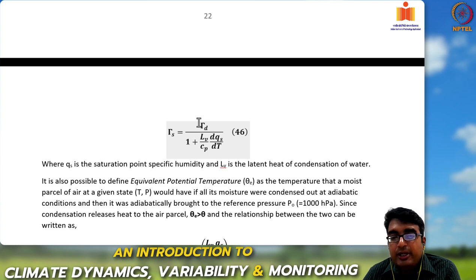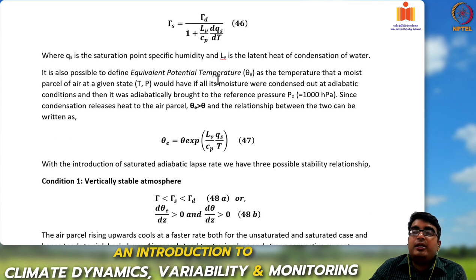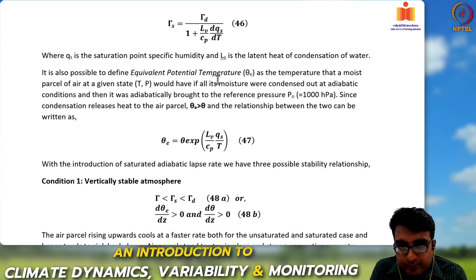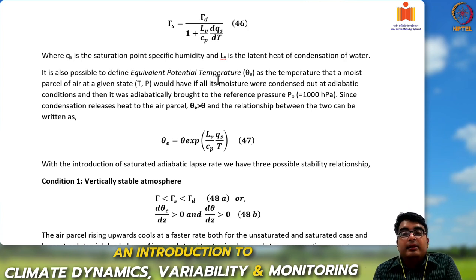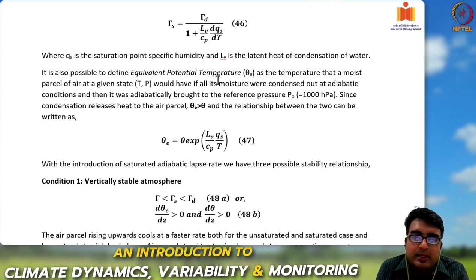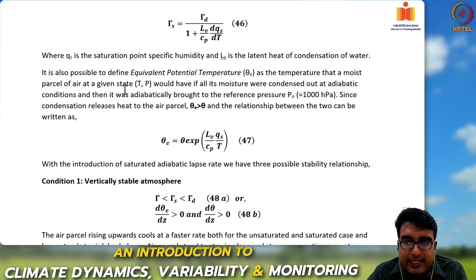We can also define an equivalent potential temperature theta E. How do we define this? Here the definition is a little bit more complicated than the initial conditions, but let's look at it a little bit carefully. It's the temperature that a moist parcel of air at a given state T and P would have if all its moisture were condensed out at adiabatic conditions.